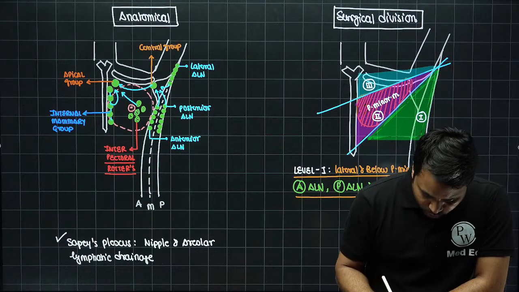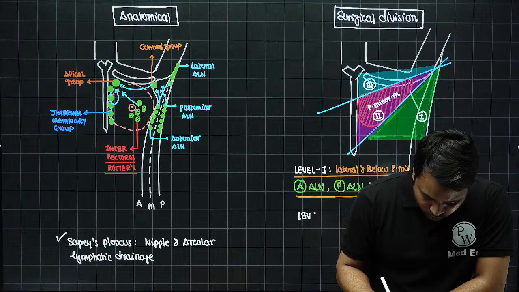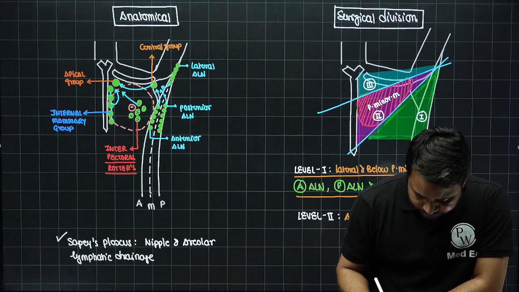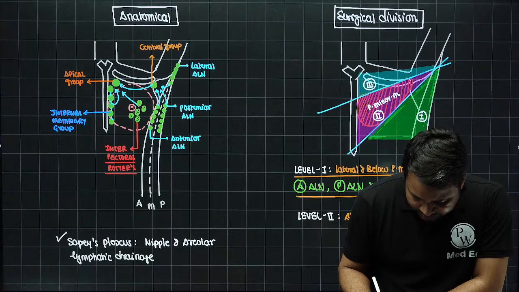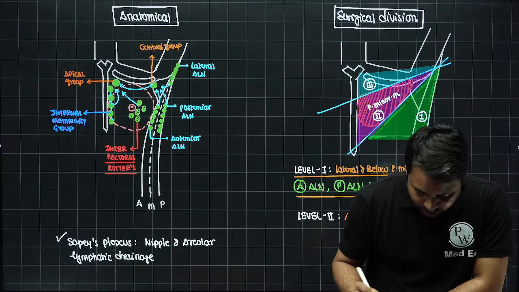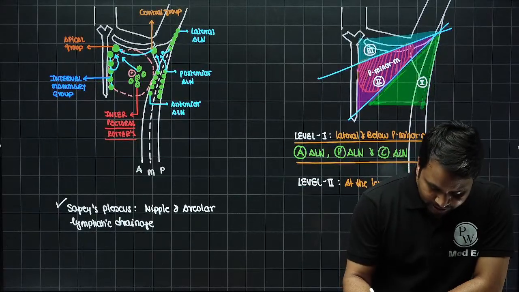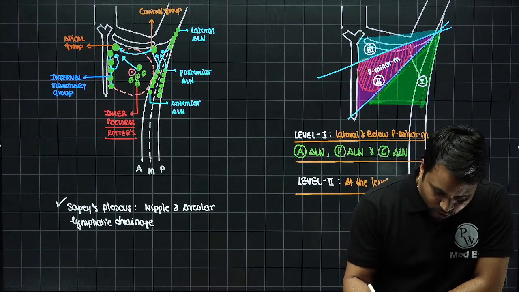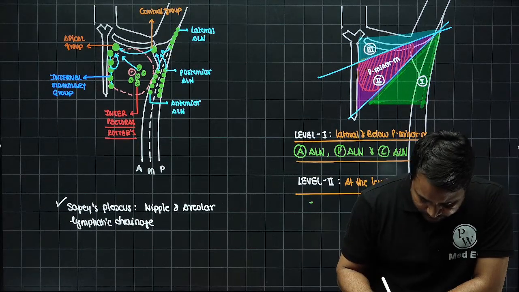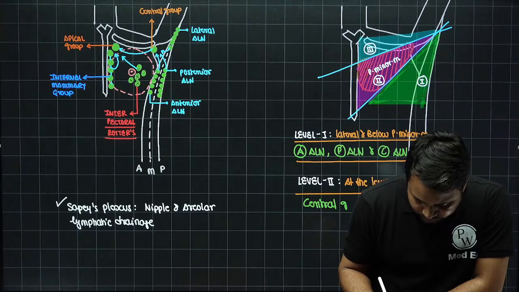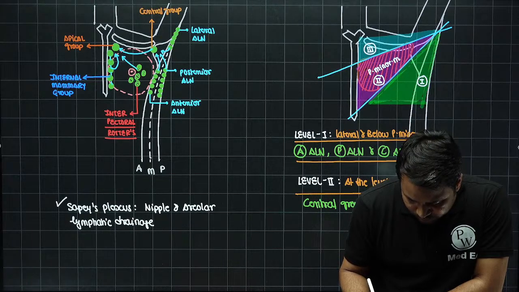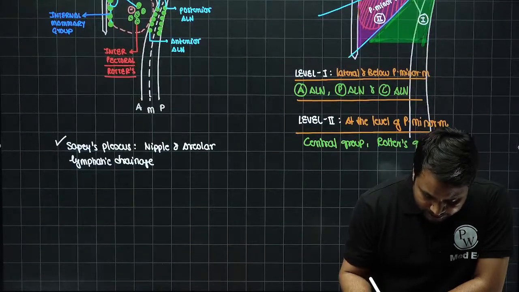Then you have level 2. What does level 2 qualify as? Level 2 nodes are those present at the level of the pectoralis minor muscle. At the level of the pectoralis minor muscle, you have two sets of lymphatics: the central group and the Rotter's group. You have the central group as well as the Rotter's group.